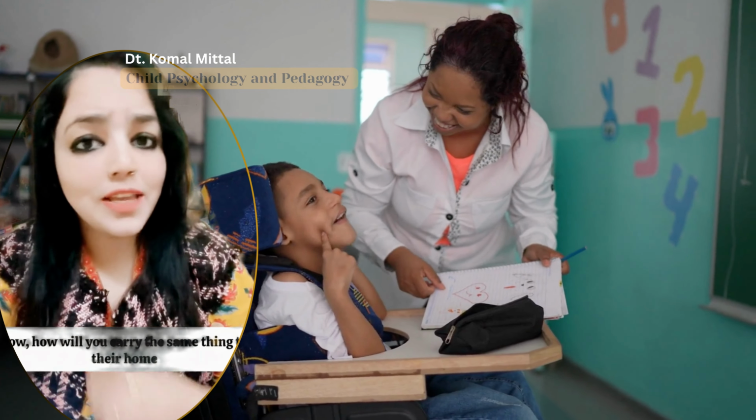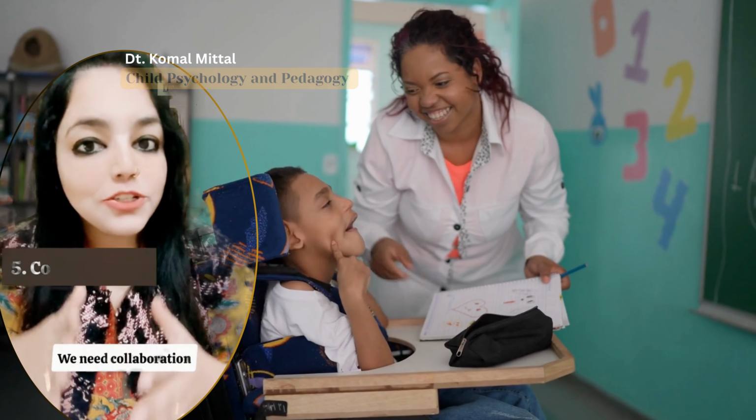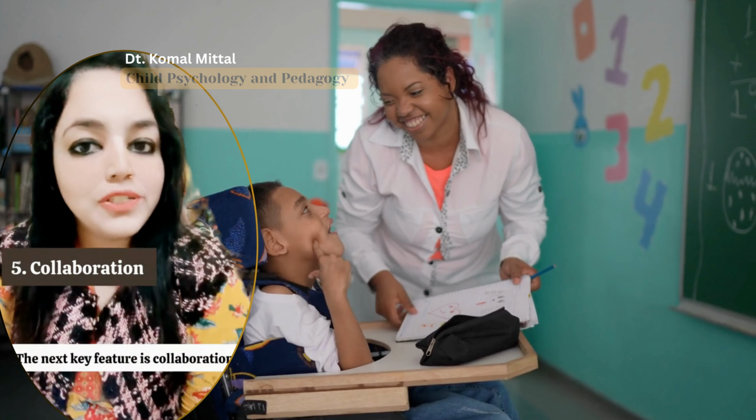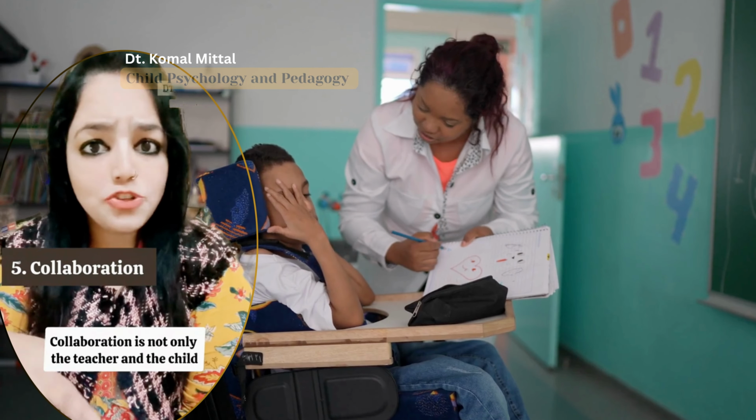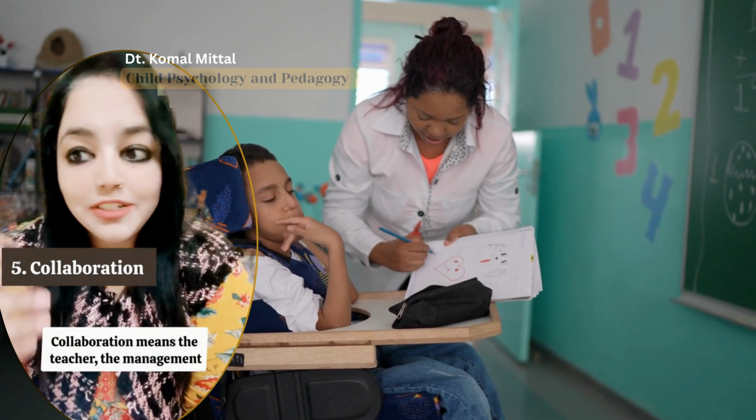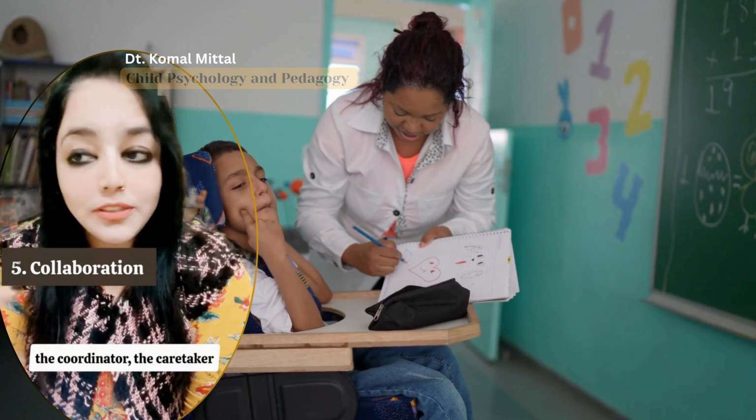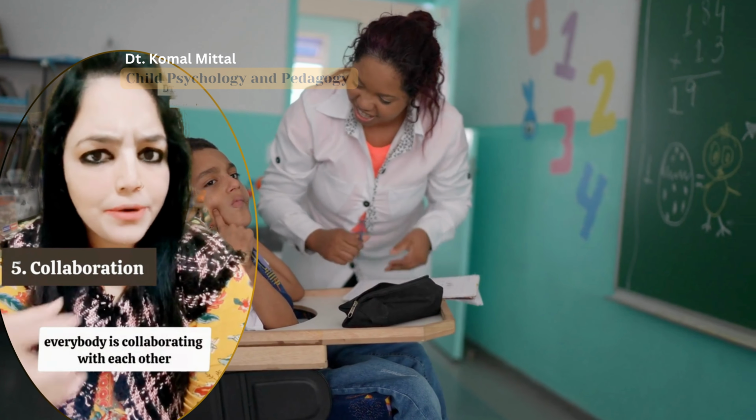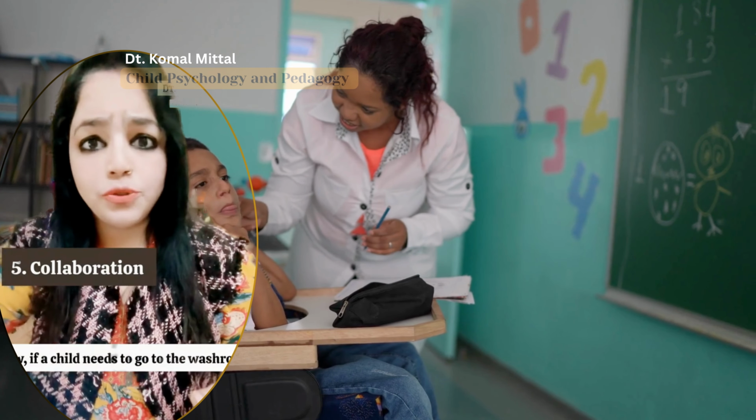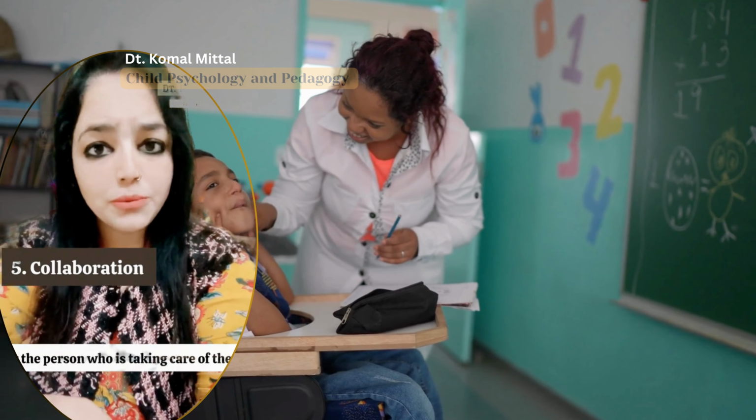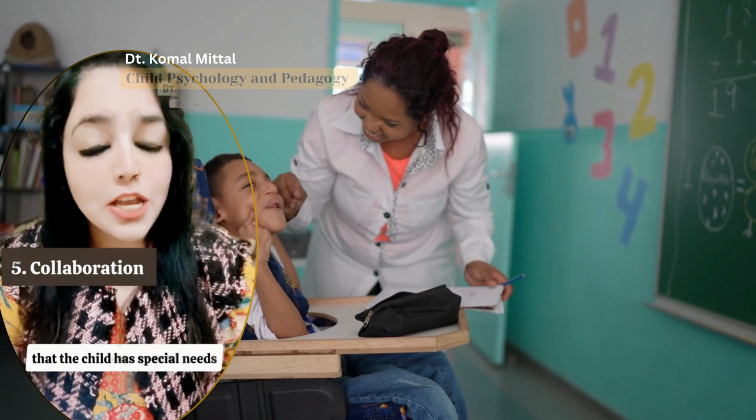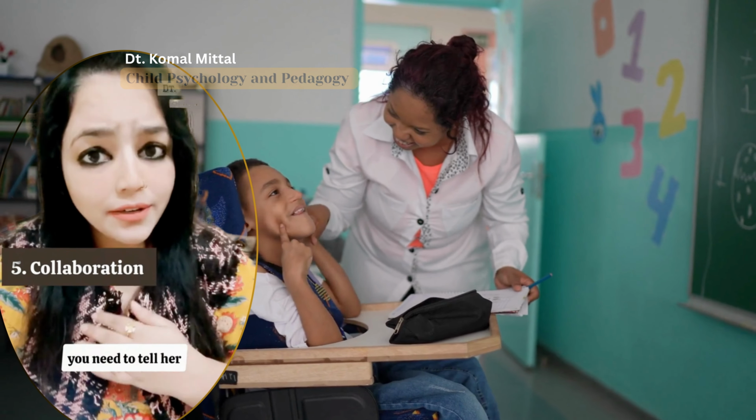How will you carry the same thing to their home? We need collaboration. The next key feature is collaboration. With whom? Collaboration is not only between the teacher and the child. No. Collaboration means the teacher, the management, the coordinator, the caretaker, everybody collaborating with each other. Now, if a child needs to go to the washroom, how will the Didi or the person taking care of them in the washroom know that the child has special needs? You need to collaborate with her. You need to tell her.